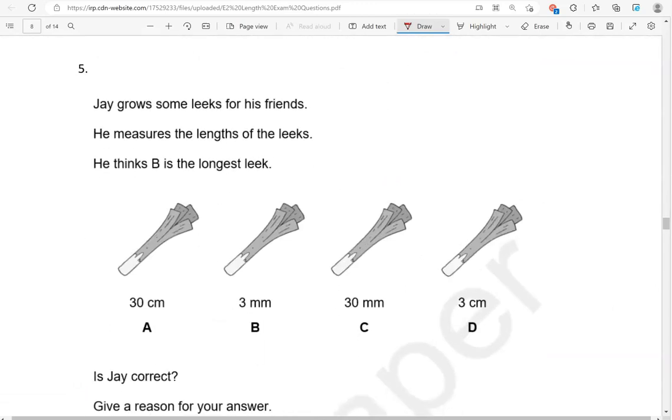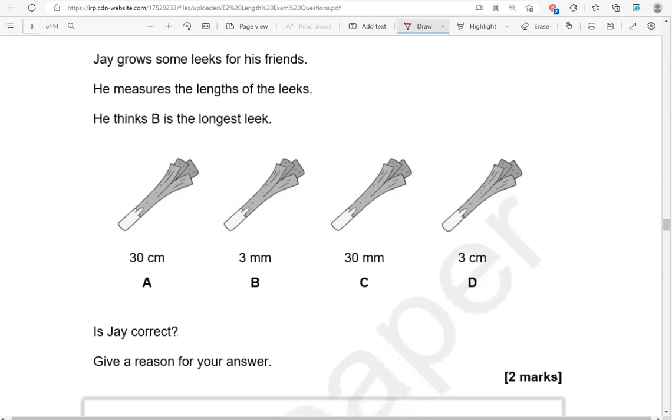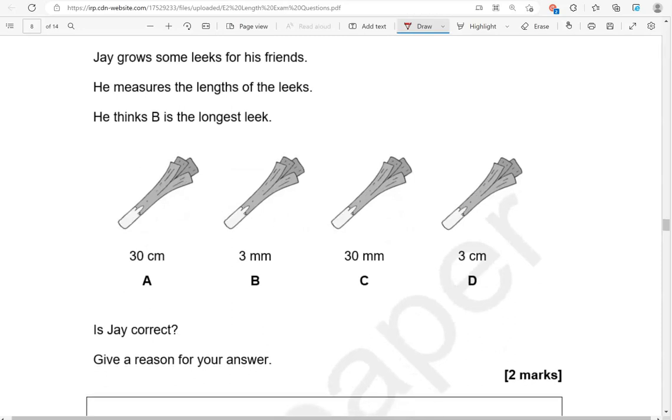Jake grows some leeks for his friends. He measures the lengths of the leeks. He thinks B is the longest leek. Is Jake correct? Give a reason for your answer. So we've got 30 centimeters, 3 millimeters, 30 millimeters, and 3 centimeters. 1 centimeter has 10 millimeters. So 30 millimeters is equal to 3 centimeters.